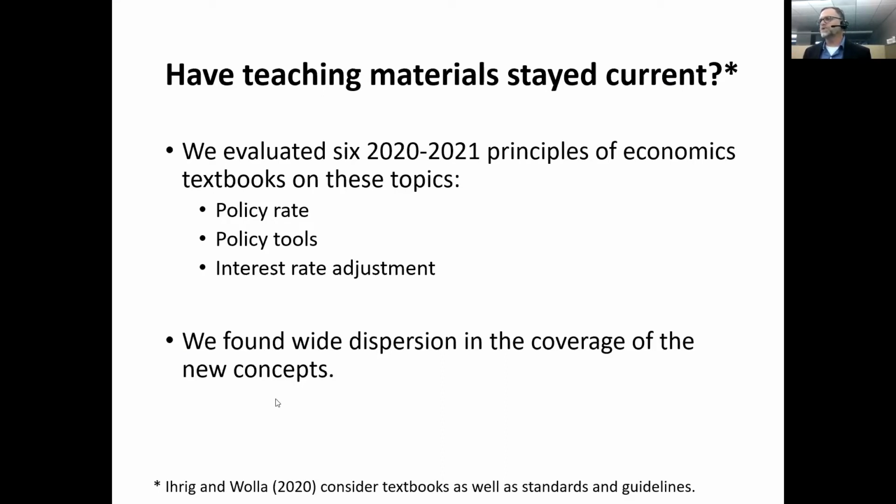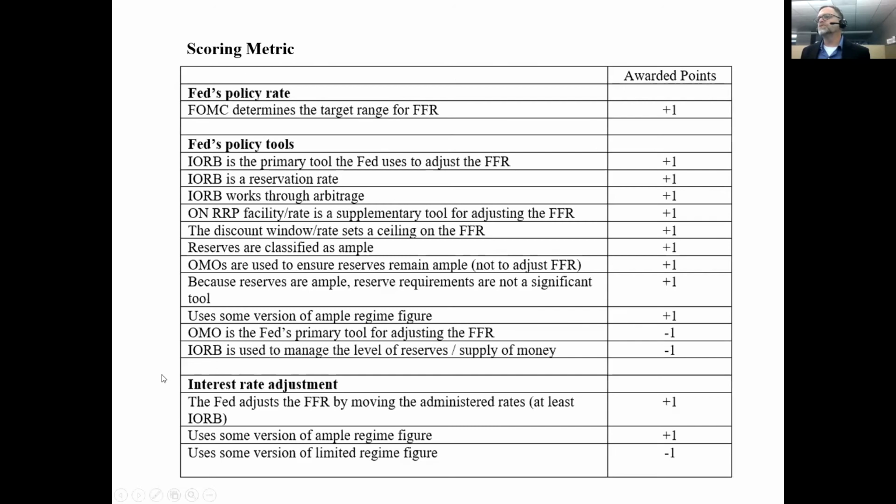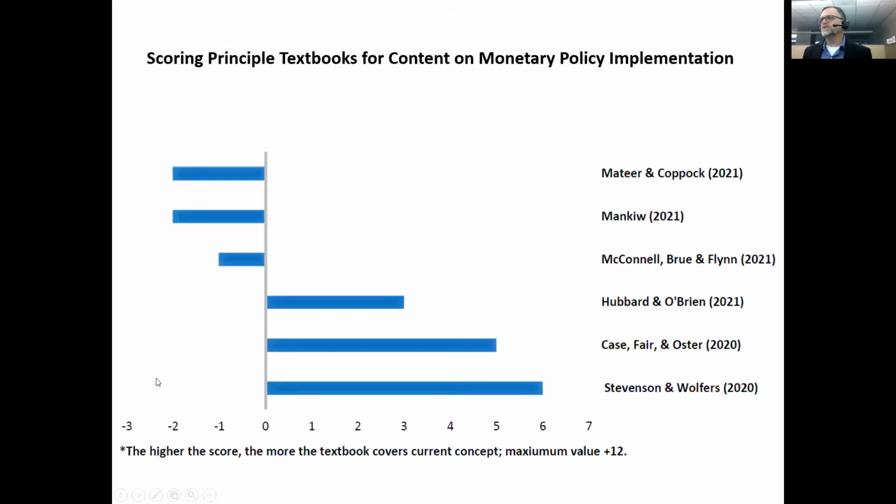We found a wide dispersion in the coverage. We used a rubric, and we came up with the key thoughts, ideas, and concepts that should be addressed when discussing monetary policy. We came up with this scoring rubric, and then we went through those six textbooks and scored them. This is how it all panned out. You can see that half of the books actually got a negative score, and half got a positive score.